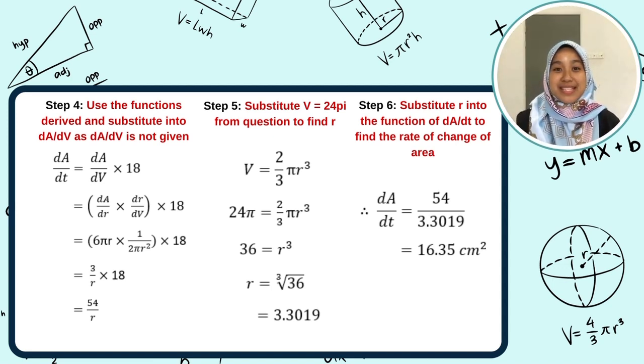And lastly, step 6. Step 6 is the fast and simple way for you to get the rate of change of area, because you just have to substitute the r value that you get in step 5 into the function of dA/dt that you get in step 4. So basically, dA/dt equals 54/3.3019, and you just have to calculate it. And lastly, you have 16.35 cm²/s for the area.